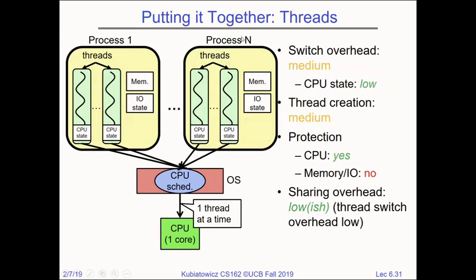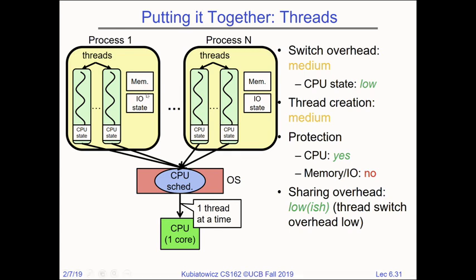What else could we do? Well, we could have threads instead. So threads within a process. Okay, so now the switching overhead is smaller because as long as we're only switching threads, we don't even have to switch out the memory state. And only occasionally do we switch between processes. Okay? So thread creation may be cheaper because we're not creating an address space.